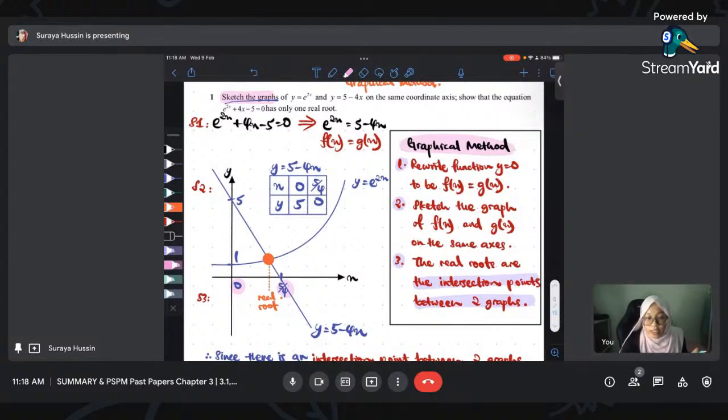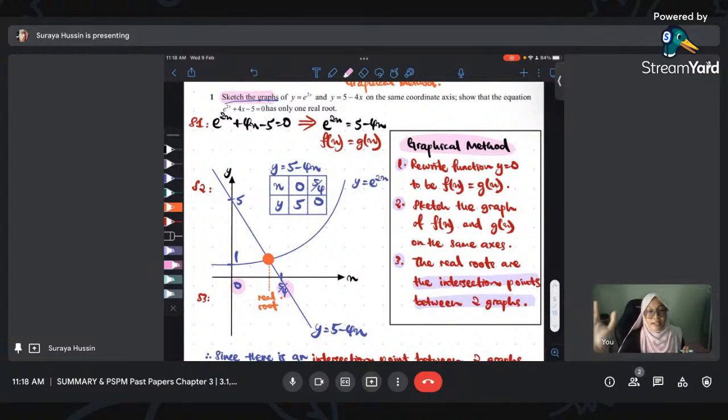You tak perlu takut. Yang penting you punya basic tentang graph sangat tinggi. Basic you tahu nak lukis exponent macam mana, negative exponent macam mana. You get what I mean, guys? Are you here with me? Do you understand what I mean?